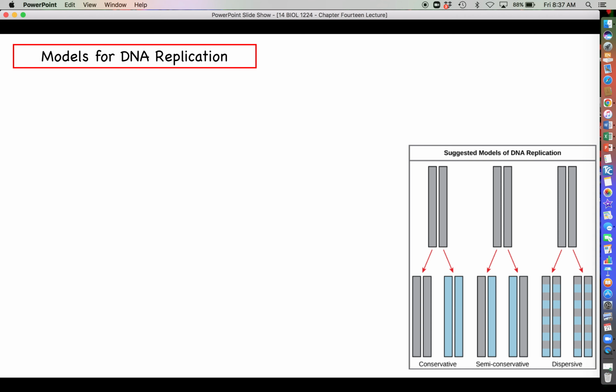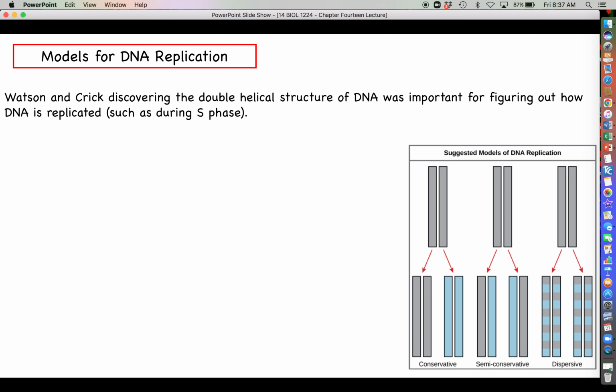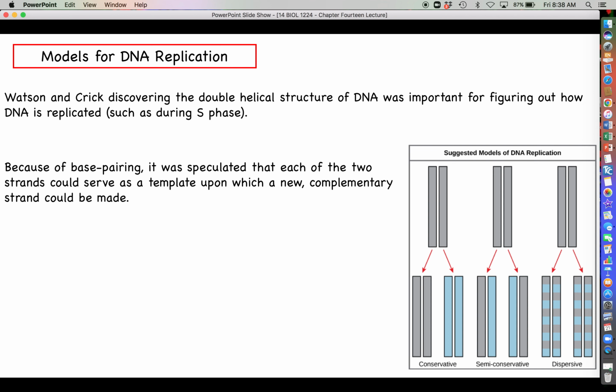Okay, so at this point, the one thing that we really don't know that's really important pertains to DNA replication. We don't know exactly the manner or mechanism by which DNA replication occurs. So, of course, like we said, Watson and Crick's work of discovering that DNA is a double helix was important for figuring out DNA replication, which we found in previous chapters happens during S phase. This is something that we need to be focused on, right?